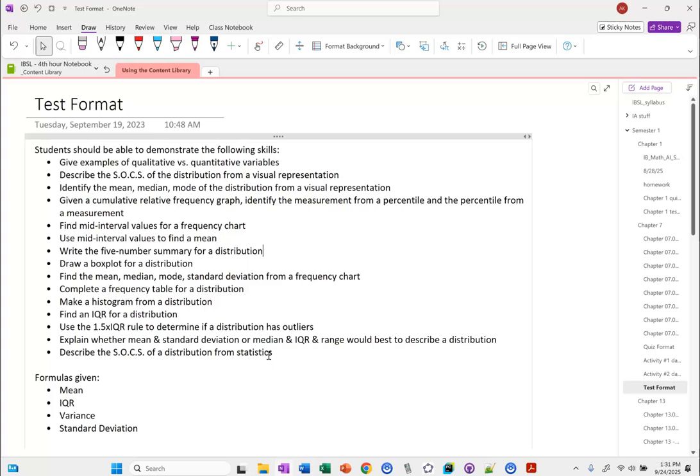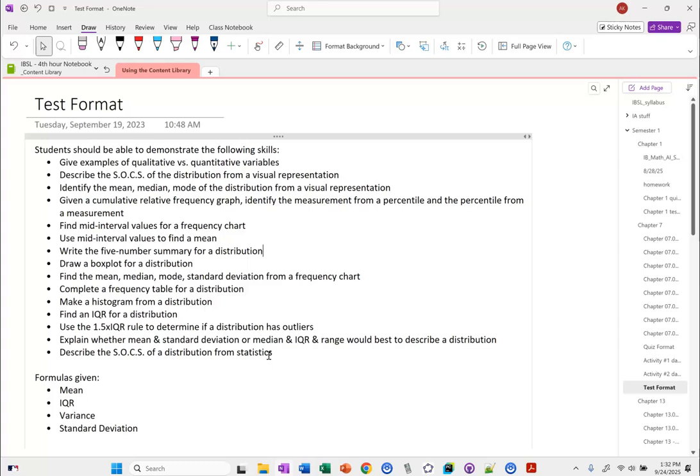Explain whether the mean or standard deviation or median and IQR would be best to describe a distribution. When do I use mean and standard deviation? If the distribution is symmetric with no outliers. When do I use median and IQR? If it's outliers or skewed, right? And you should be able to describe the SOX of a distribution using statistics. What does SOX stand for? Shape, outliers, center, spread.